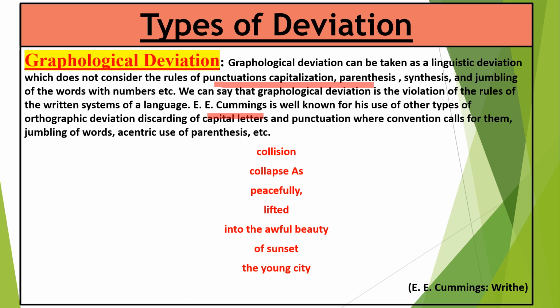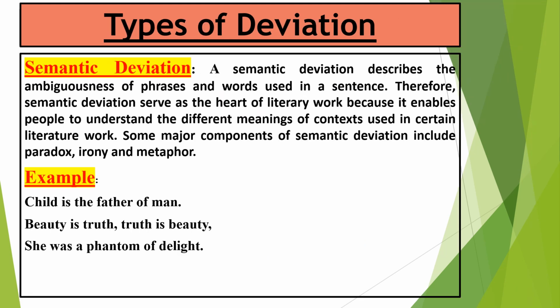If you just notice, collision, collapse, as peacefully. Over here a small a should be used, but he has used a capital A. As peacefully lifted into the awful beauty of sunset, the young city. Instead of using any comma overall, and instead of beginning the new verses with capital letters, he hasn't done that. And also he has capitalized a word in between. So all these would be considered a type of graphological deviation.